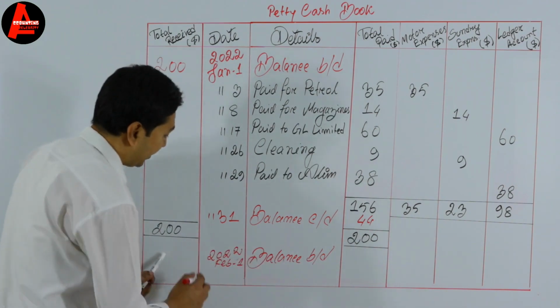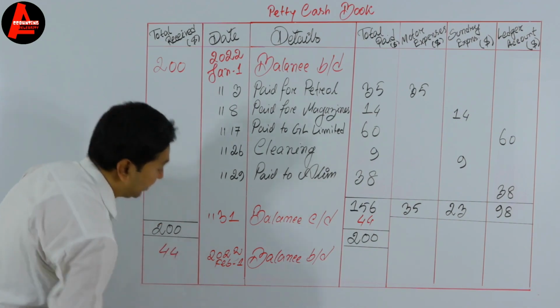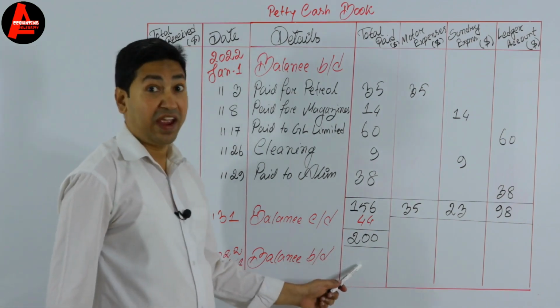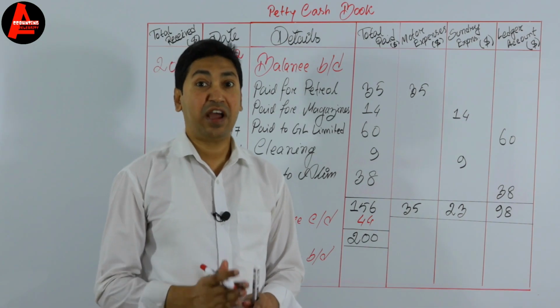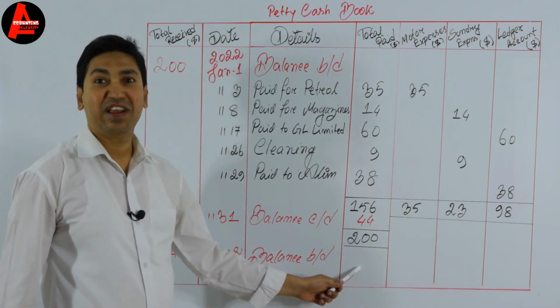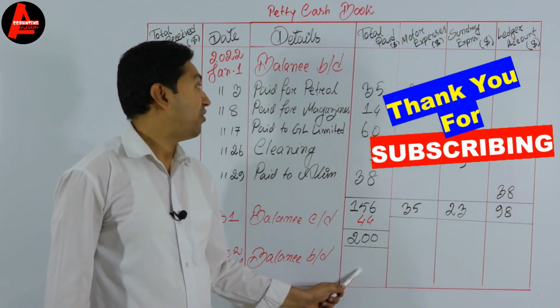Where to write, here or here? Well, if we say it is here, you are correct. So balance brought down will be written on the total received column, not the total paid column. Okay, sometimes we see many students write balance BD, means closing balance, here on the total paid column. It is completely incorrect. Okay, never do it.